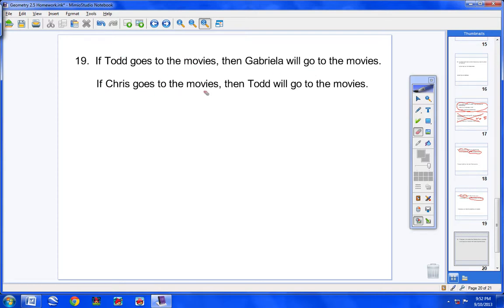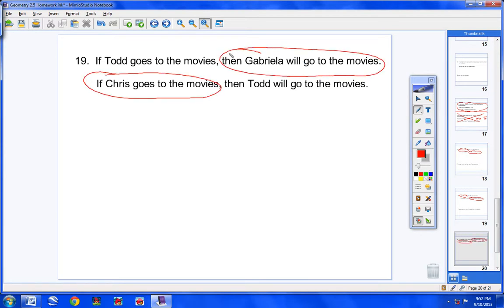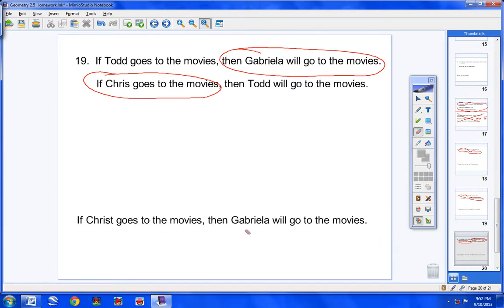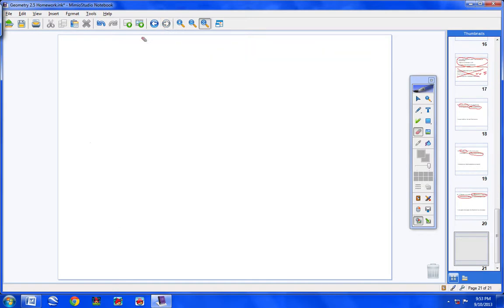We can say this. If Chris goes to the movies, then Todd will go to the movies. That's a fact. And if Todd goes to the movies, then Gabriela will go to the movies. So we can simply say, if Chris goes, then Todd goes. If Todd goes, then Gabriela goes. So I can say, if Chris goes to the movies, then Gabriela will go to the movies. Hope that makes sense. If Chris goes, then we know Todd's going. And if Todd goes, we know Gabriela's going. So if Chris goes, then Gabriela's going. All right, and then last but not least, number 20.